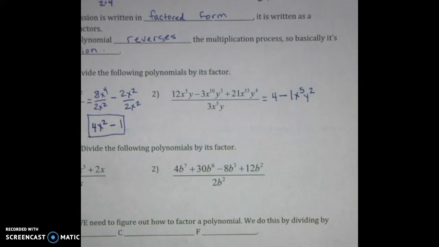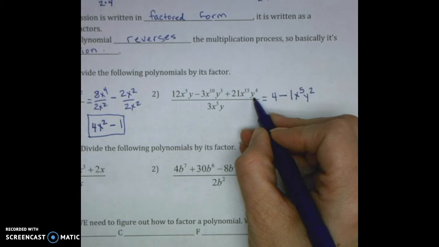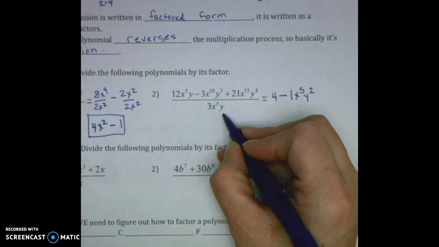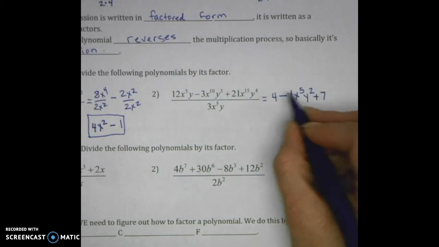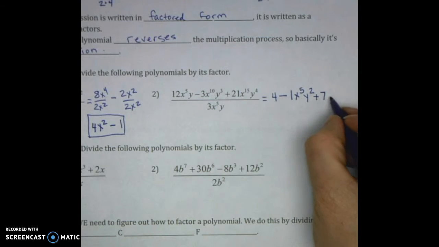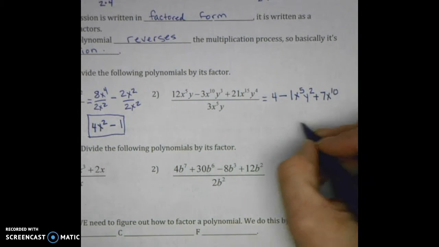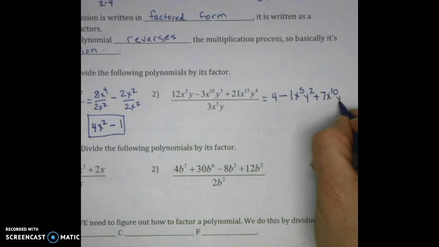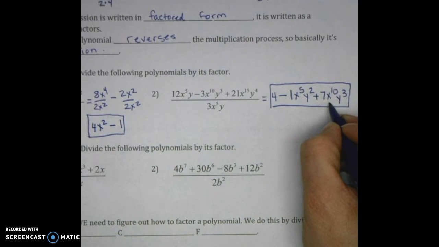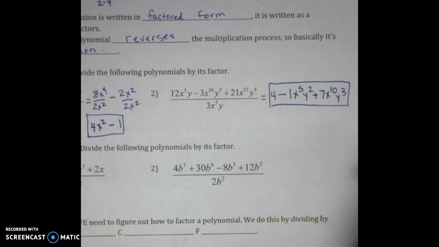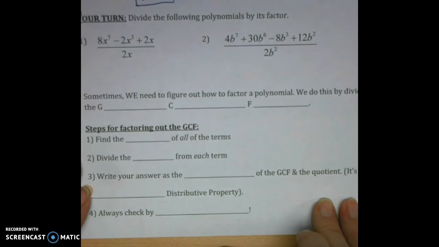Slide my paper over. So my last term, 21x to the 15th y to the 4th, divided by 3x to the 5th y. I'm going to say 21 divided by 3 is 7. X to the 15th divided by x to the 5th is x to the 10th. And y to the 4th divided by y is y cubed. So this polynomial, 4 minus x to the 5th y squared plus 7x to the 10th y cubed is the answer here. Alright, you can do the two your turn problems by yourself. You can pause the video.